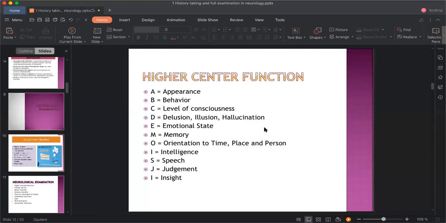If the person says, no, I'm perfectly fine. My family members, my son, my daughter, my wife, they have just brought me here. Actually, I don't want to come here. I'm perfectly fine. That means the insight is very poor. The patient doesn't know what is happening. Okay, so these are higher center functions.